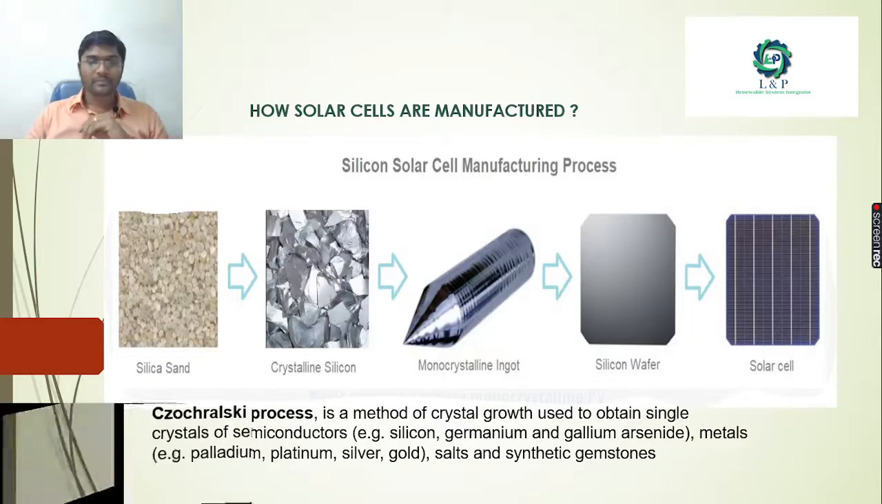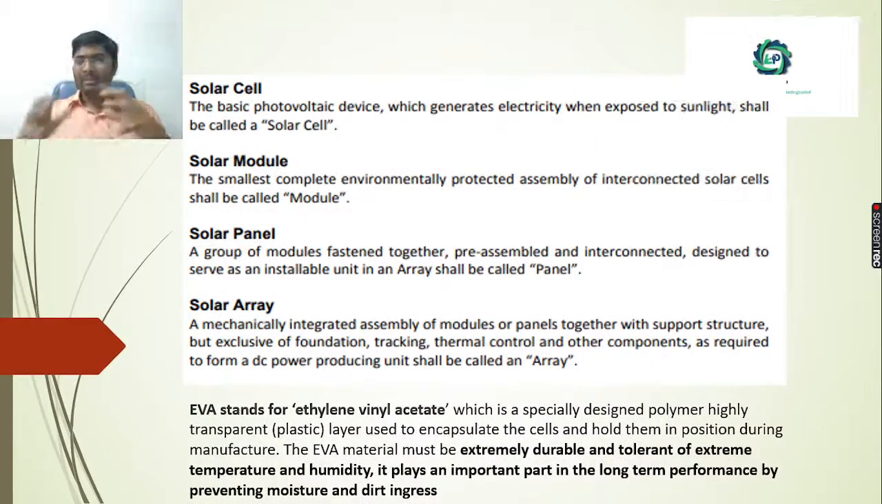Basic terms we should know: what is a solar cell, what is a solar module, what is a solar panel, and what is a solar array? A solar cell is nothing but a photovoltaic device. It will generate electricity when it is exposed to sunlight, so that's why it is called a solar cell. What is a solar module? When the smallest solar cells are interconnected together, they form a module. It can be a monocrystalline module or a polycrystalline module.